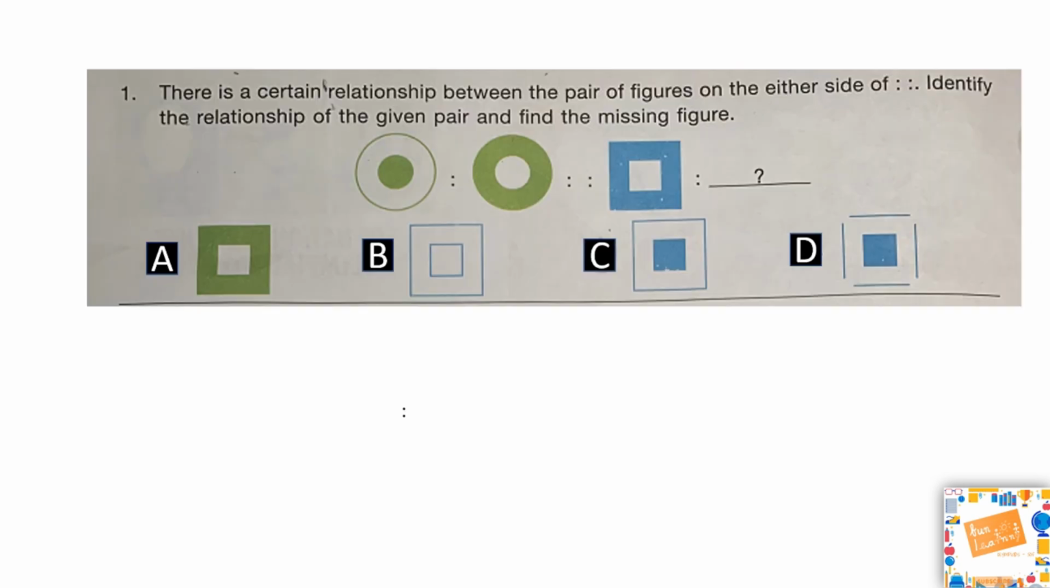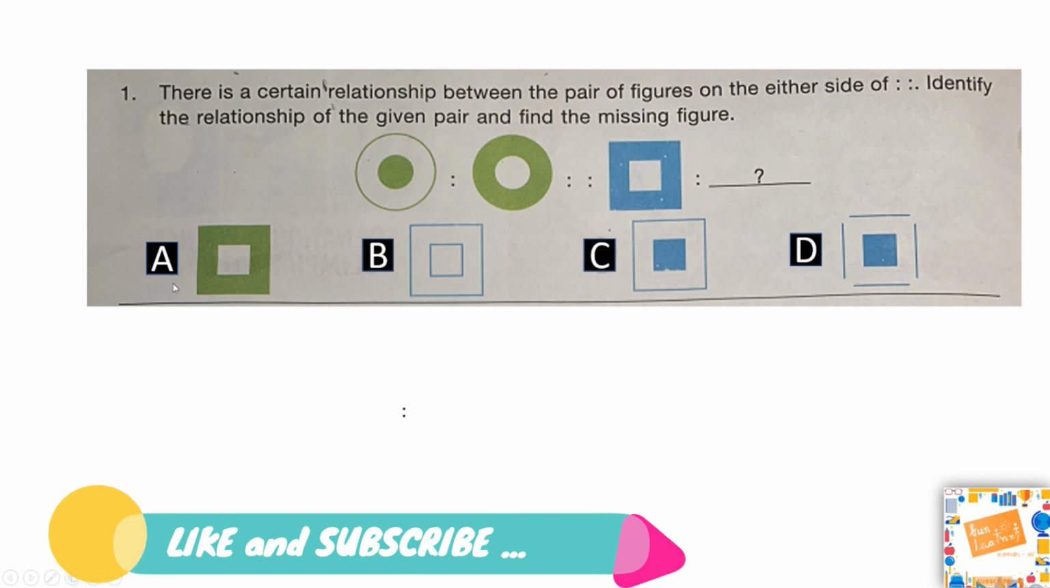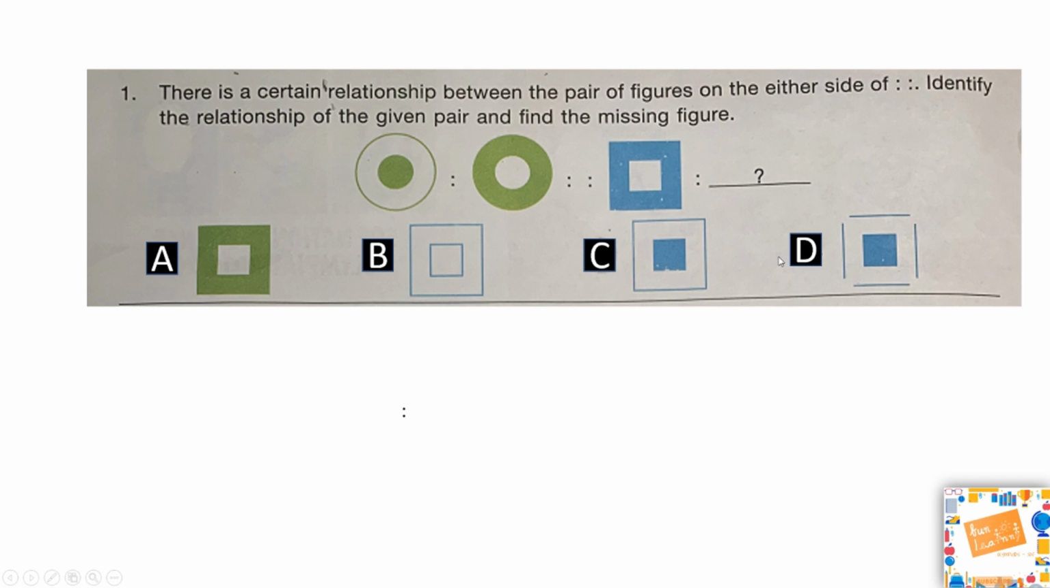Let's go to the first question, which reads, there is a certain relationship between the pair of figures on either side of the four dots. Identify the relationship of the given pair and find the missing figure. This is the clue, and you have to find whether the missing figure is option A, B, C or D. For those who have not attempted this, I'll give you some time to try this out.